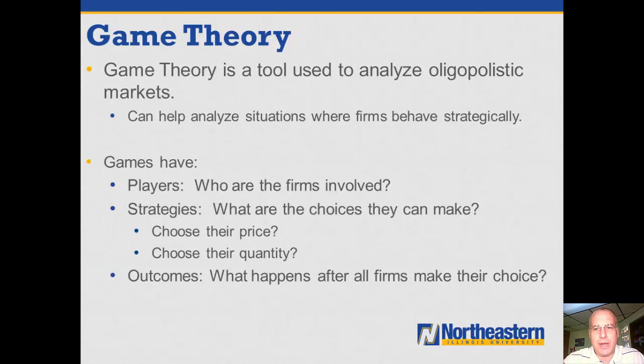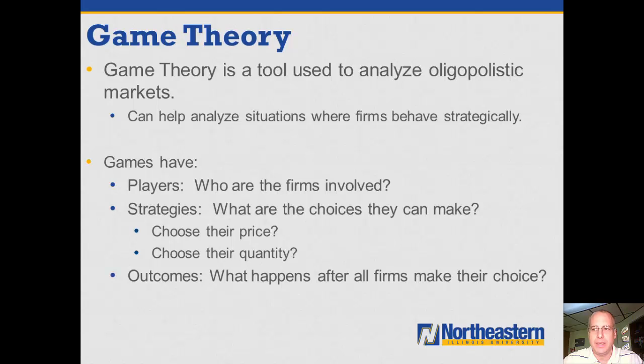How do we understand that? How do we figure out exactly that that's an equilibrium? We're going to take sort of a roundabout way and talk about something called game theory. Game theory is a tool that's often used to analyze oligopolistic markets, where we can help analyze a situation where firms behave strategically with each other. We look at the reactions that one firm has in the face of the other firm.